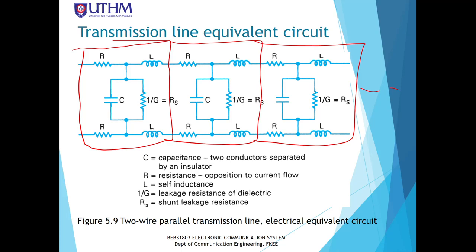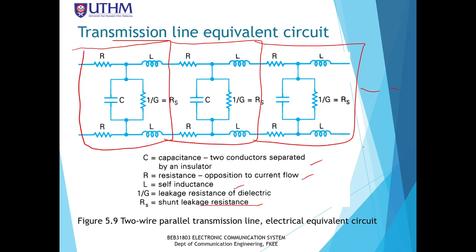Okay. So the C is represented by the capacitance, R is the resistance, L is the self-inductance, G is the conductance, which is equivalent to 1 over R actually. So G is 1 over R, so 1 over G is R actually, the resistance. Shunt leakage, this is in terms of ohms. So we're going to see later how we calculate the impedance of this transmission line.